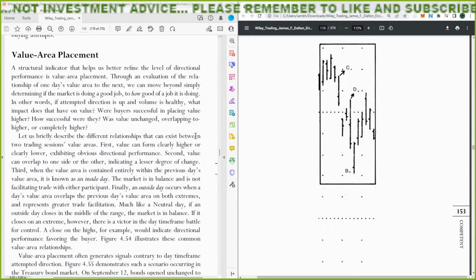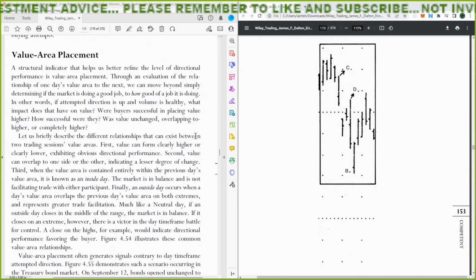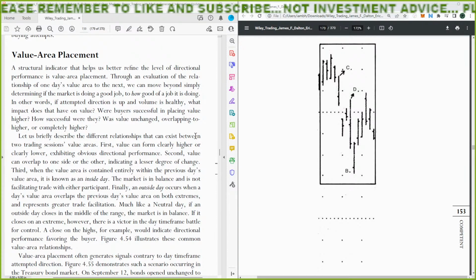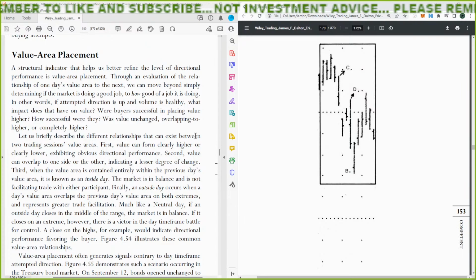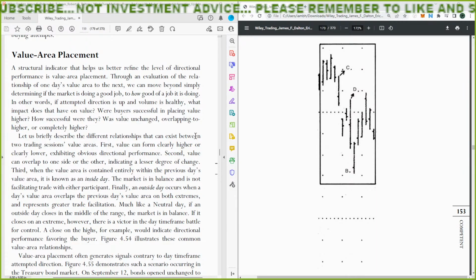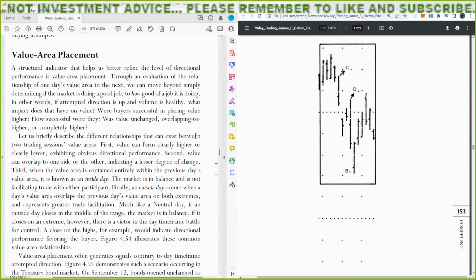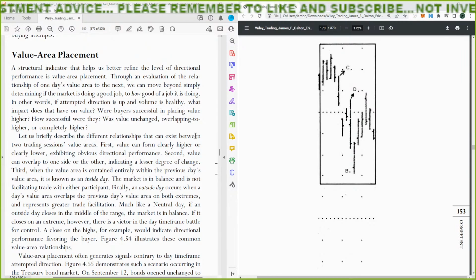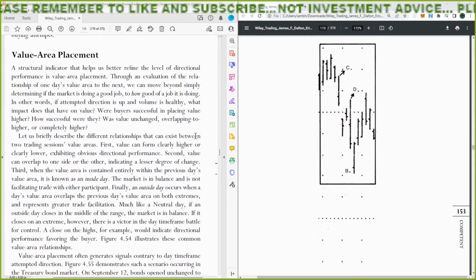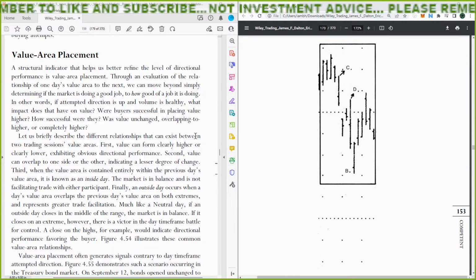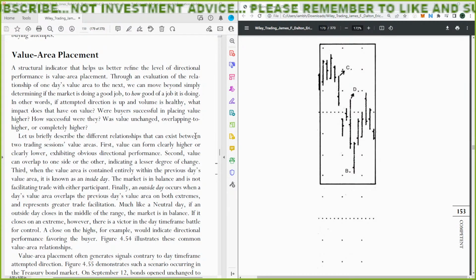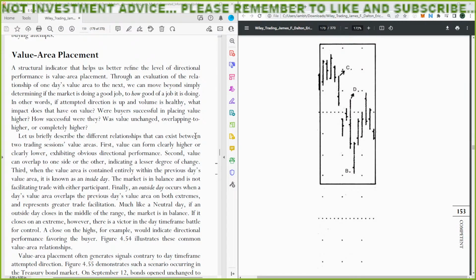Value area placement. A structural indicator that helps us better refine the level of directional performance is value area placement. Through an evaluation of the relationship of one day's value area to the next, we can move beyond simply determining if the market is doing a good job to how good a job it is doing. In other words, if attempted direction is up and the volume is healthy, what impact does that have on value? Were buyers successful in placing value higher? How successful were they? Was value unchanged, overlapping to higher, or completely higher?